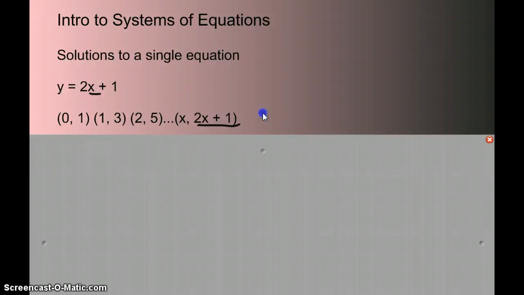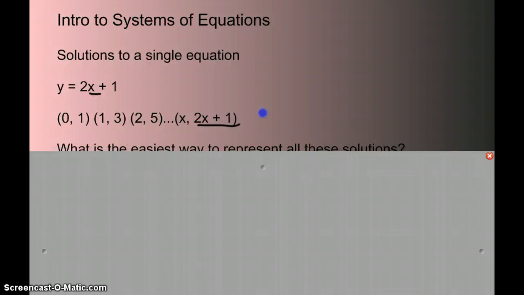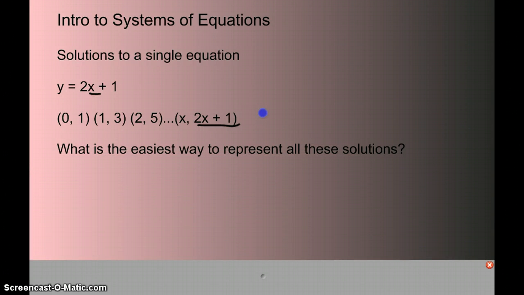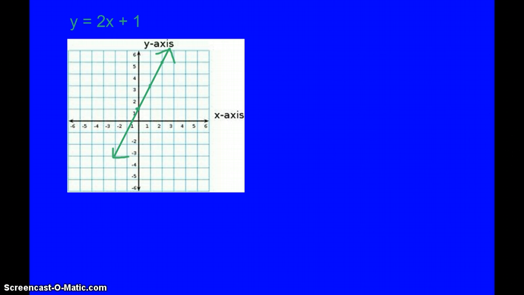So that's what we're talking about when we're doing our system of equations here: we're going to talk about solutions. And to begin with, like I said, we're going to review what it meant to be a solution to a single equation. Now, based on what we've done previously, you should be able to answer this question. What is the easiest way to represent all the solutions to that equation? Because obviously we've listed 3 there, and then we gave the formula, and we said there's a lot of different solutions. Well, hopefully you're able to answer that question by saying the easiest way to represent those is to create a graph.